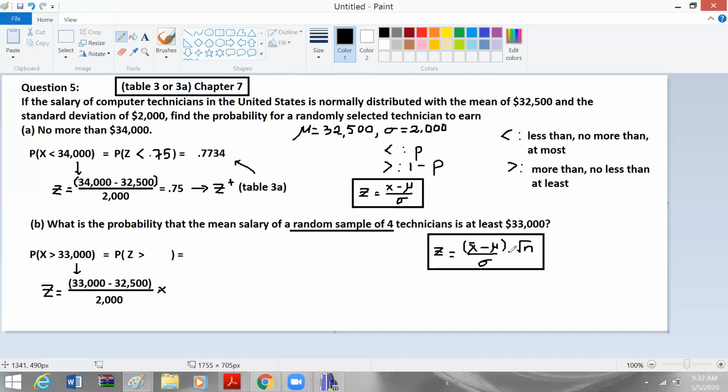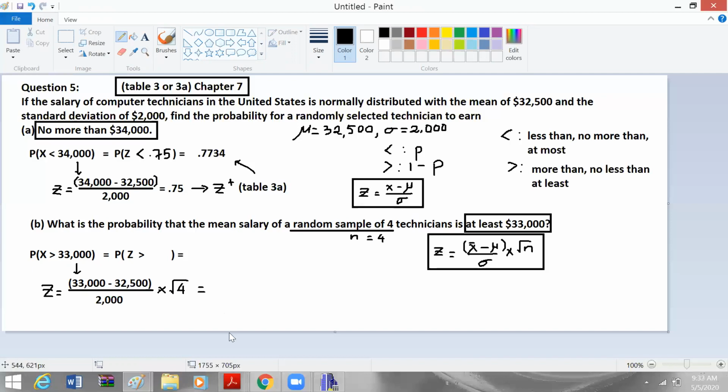So remember, what is the radical n? The n in this case would be 4. So this is n equal to 4, right? And the keyword is at least 33,000. So let me just box the keyword so that we don't make mistakes on it. This is the keyword that we need to pay attention to, right? At least 33,000, that should be greater than 33,000. And then we multiply by radical n. So radical n will be radical 4.